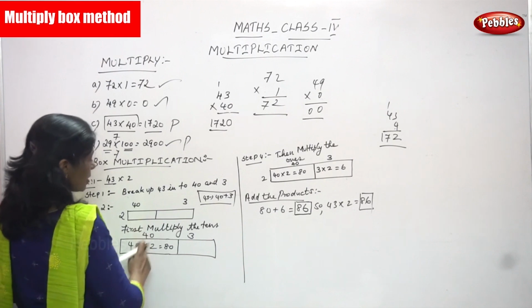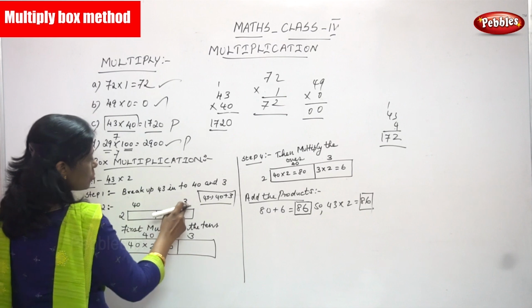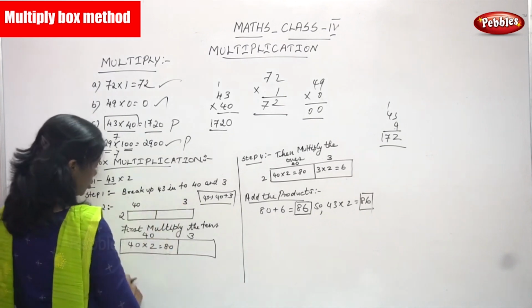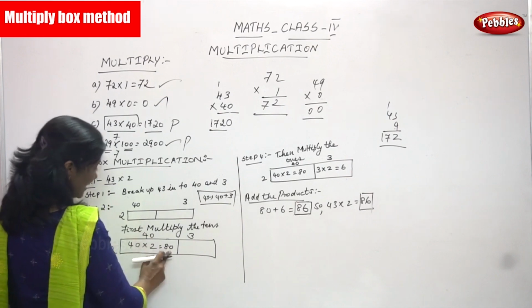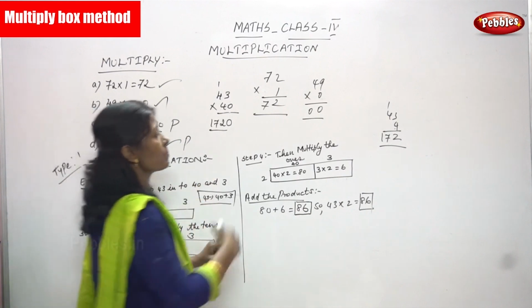And step 3: first you have to multiply only the tens. So this is ones and this is tens. 40 is the tens, so 40 is multiplied by 2. 40 into 2 you can get 80. You have to write it like this. This is step 3. And step 4: then multiply the ones.